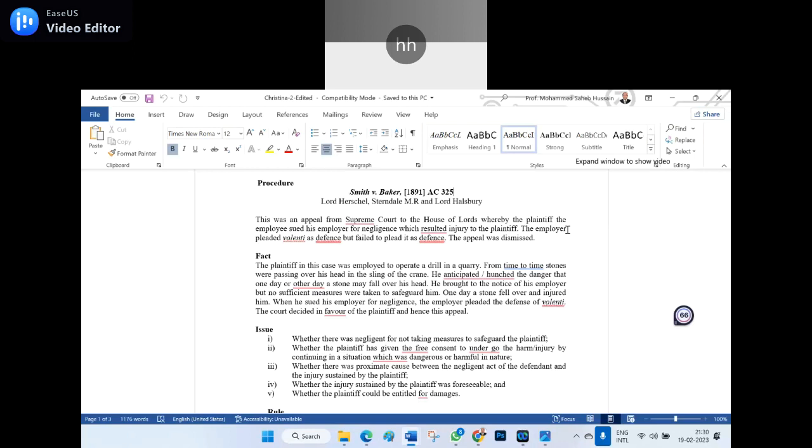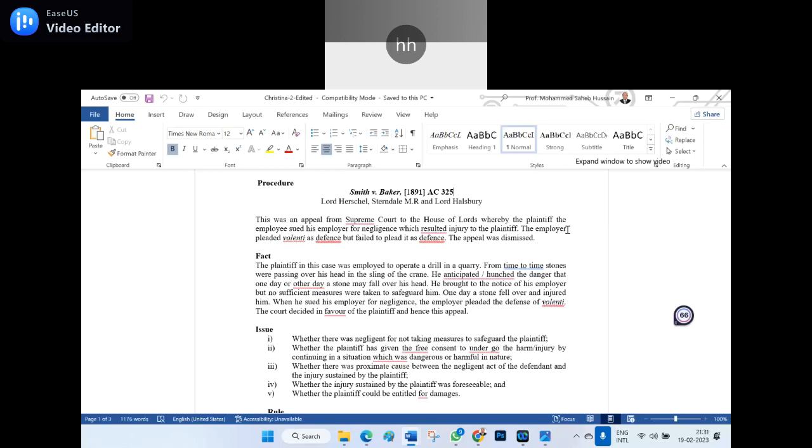Next, whereby the plaintiff, the employee, sued his employer for the negligence which resulted in injury to the plaintiff. Then what is the crux? Why has this case appeared? That should come as the question of law in one sentence. So it says that the plaintiff, the employee, sued the employer for negligence which resulted in injury to the plaintiff. And the next sentence is, the employer pleaded volenti non fit injuria. What did the employer do? What defense did he take? That would be coming in the third line.